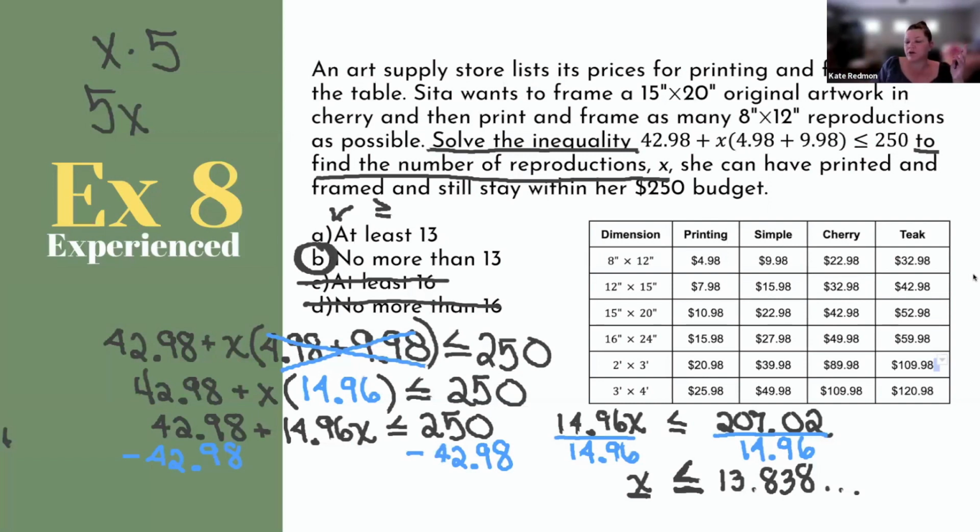Why do we need all these words around this? Can't we just solve the inequality? Yeah, we can solve the inequality, but we need the words around this because this was a real life scenario. And sometimes real life scenarios have real life restrictions, like you can't buy part of a reproduction. X is less than or equal to 13.838 means that practically this woman cannot buy more than 13.